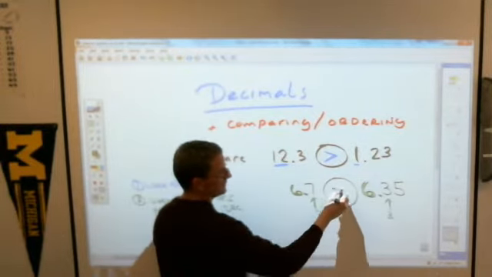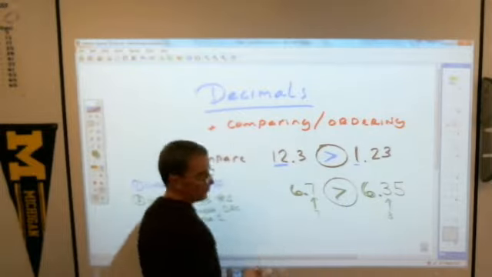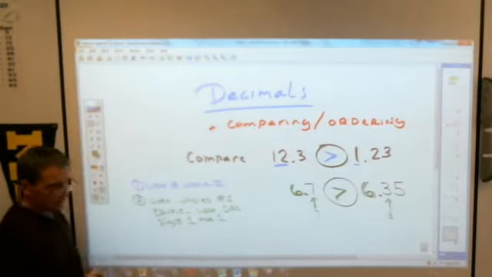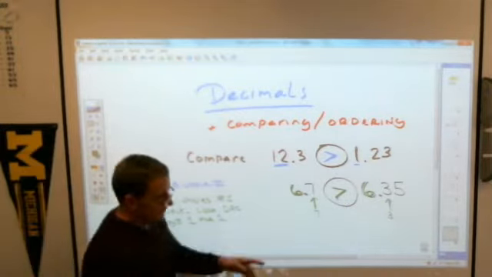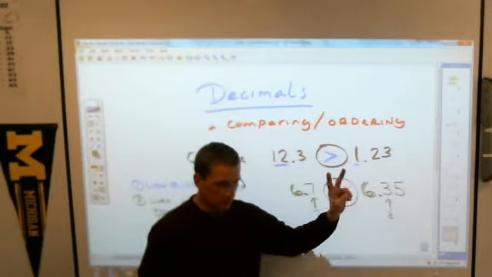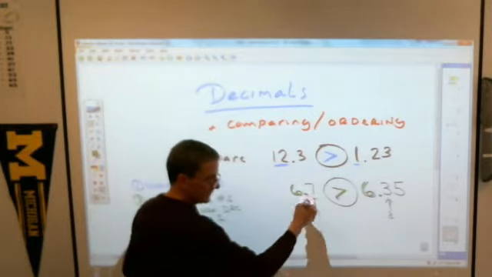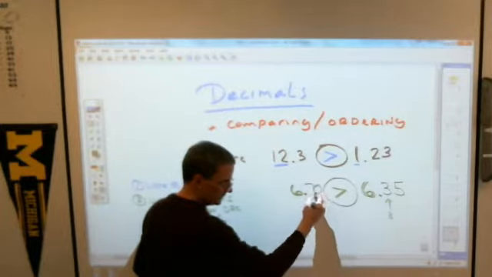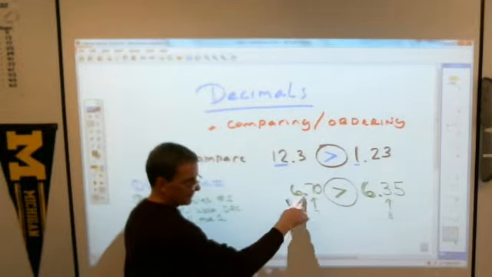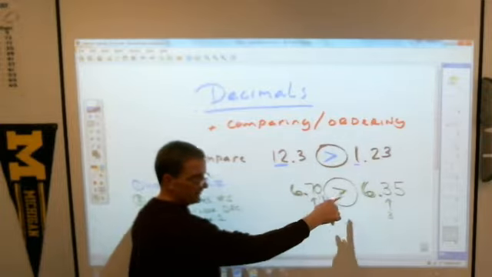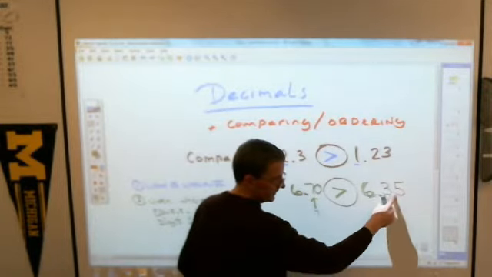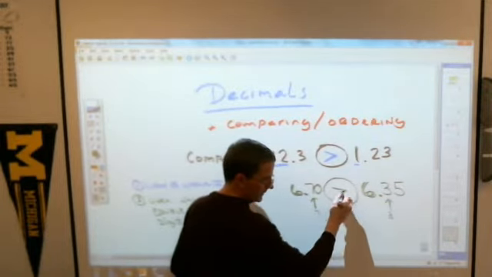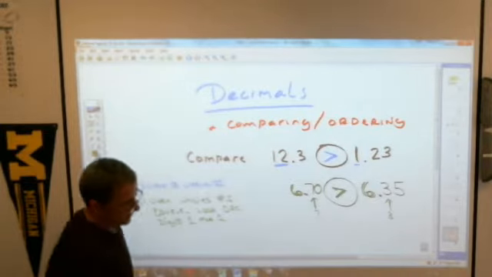The 7 is bigger. Another way to think about it is this. How many digits does this have after the decimal? 2. You can always add zeros at the end of decimals. I could put a 0 here, so it also has 2 digits after the decimal. And what comes after the decimal here is a 70, and what comes after the decimal there is a 35. 70 is going to be larger than that.